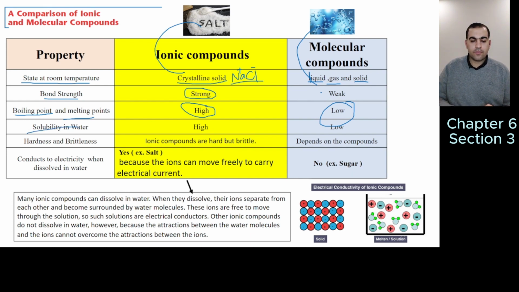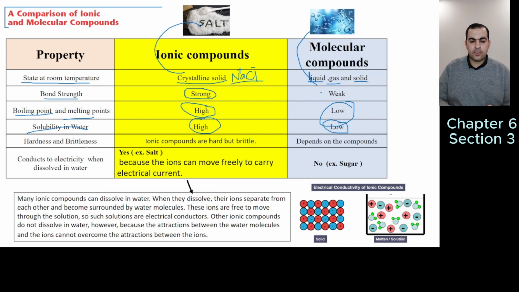Solubility in water. Ionic compounds have high solubility in water, a high amount, for example, salt dissolves in water. Okay, solubility is the ability of a substance to dissolve. Here it is about solubility in liquid water, how much they dissolve. So a high amount of ionic compounds dissolve in water, but molecular compounds generally low.